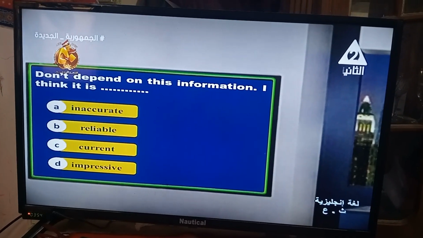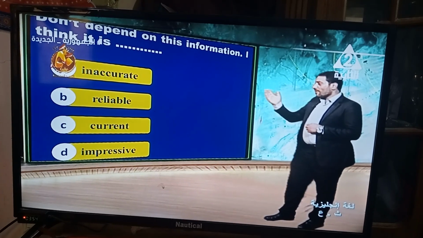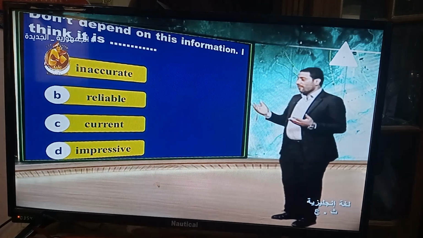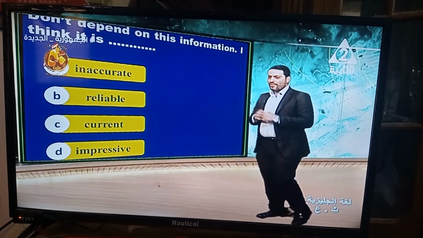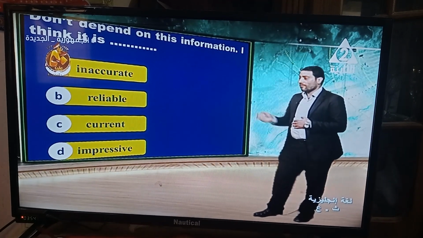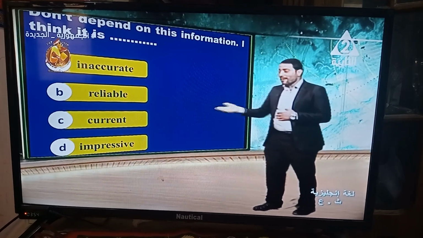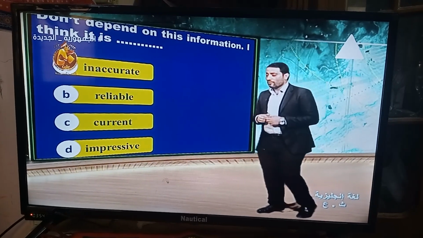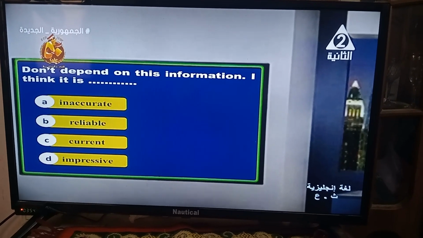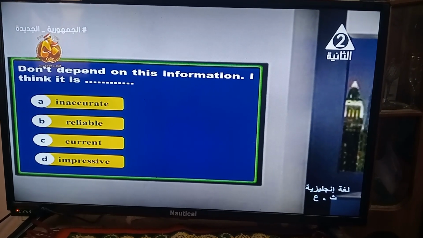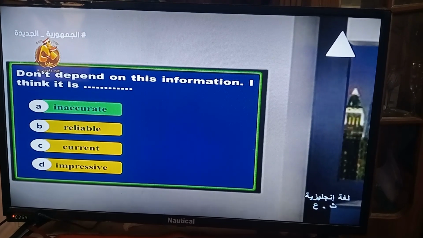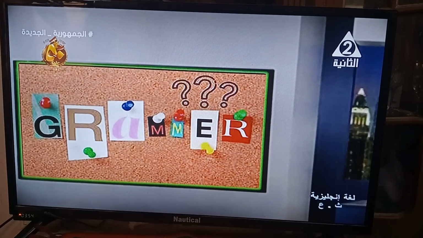Yes, okay, look at this question. So here the question is, don't depend on this information. So I think this information is, can you get the answer? Is it inaccurate information, or reliable information, or current information, or impressive information? If we don't rely on or depend on or trust some information, it means that this information is, yes, I hear your answer. Very good, it's inaccurate. Excellent.